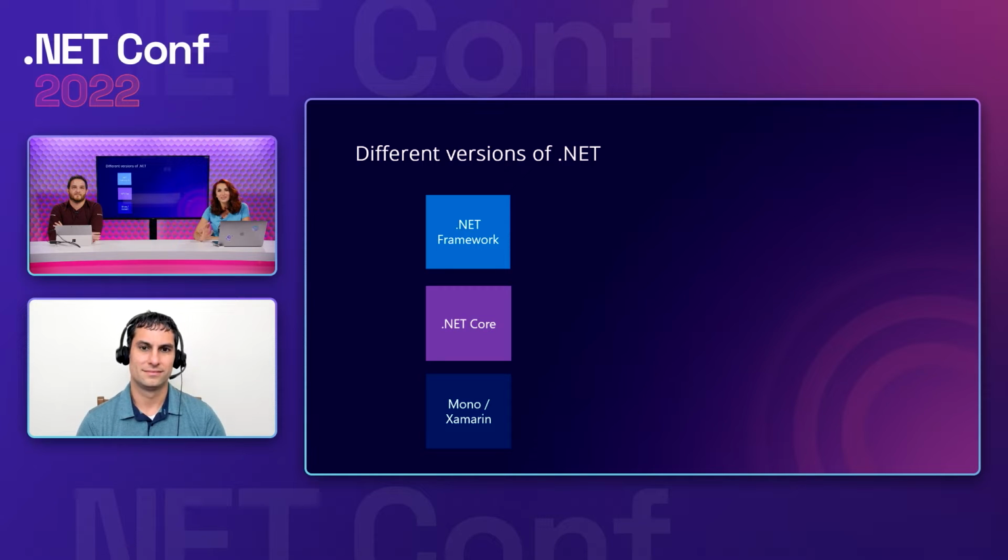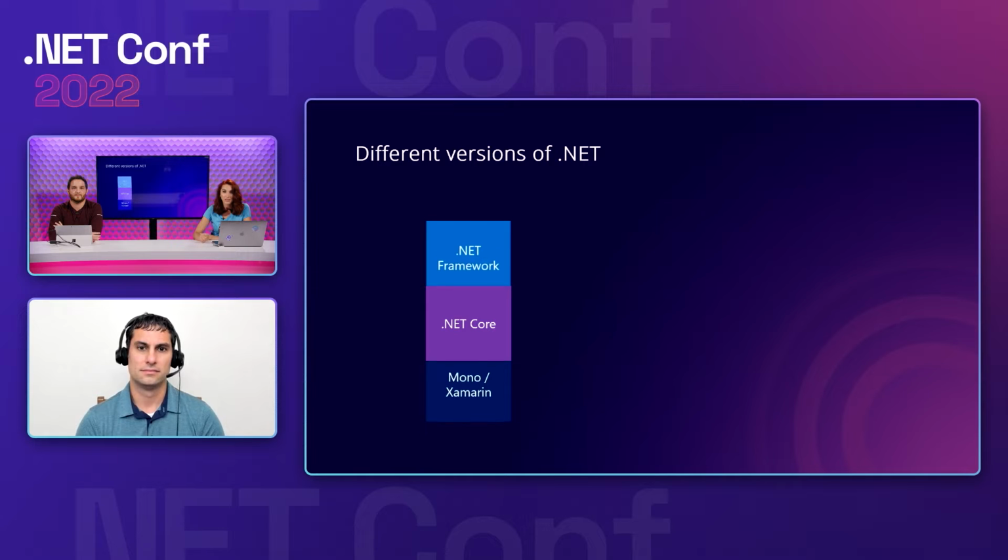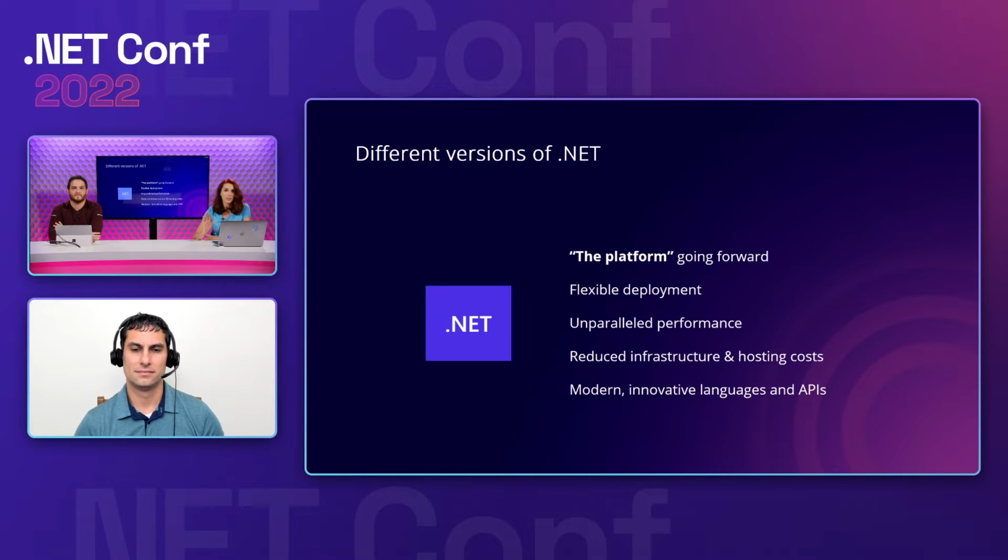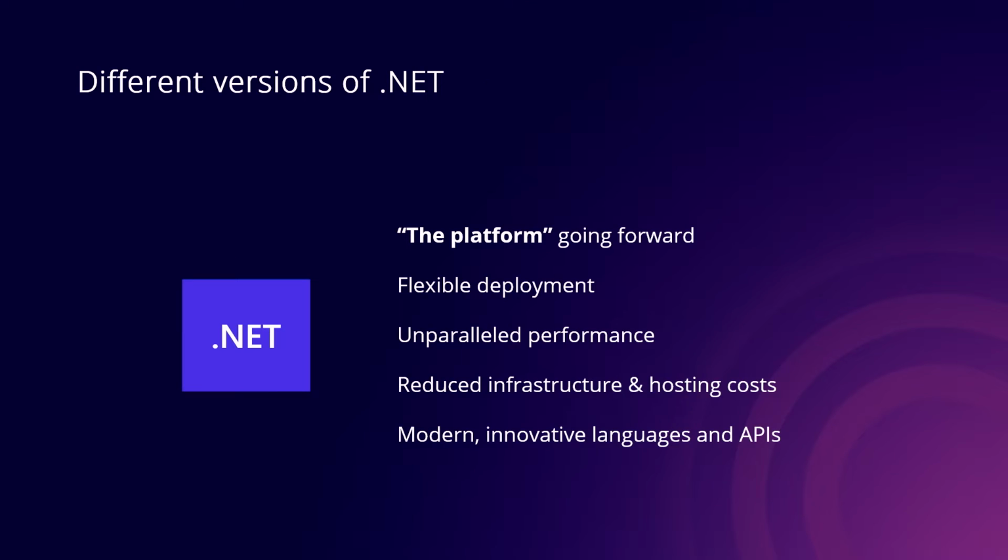Then not so long ago, we created .NET Core, a cross-platform, open source .NET platform. We also have Mono, that Xamarin applications target. And a few years ago, we heard the feedback that there are too many .NET platforms. It's very confusing for our users to make a decision what to target. And we decided to take the best parts from each platform and create just one .NET platform going forward.